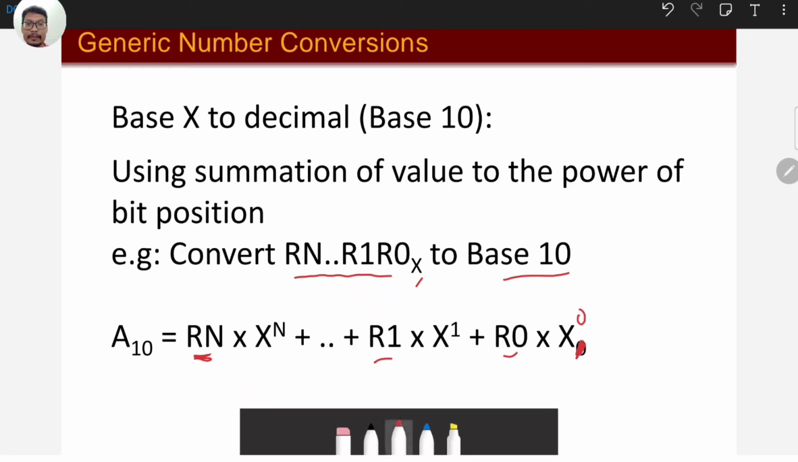Using this formula we can convert any base, not necessarily the standard bases 2, 8 and 16. We can also convert to base 9, for example, or base 5, or even base 3.